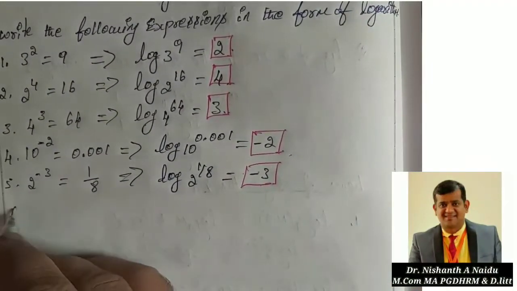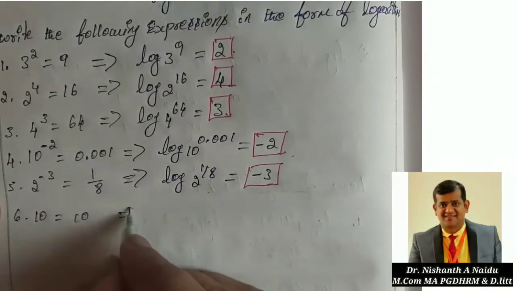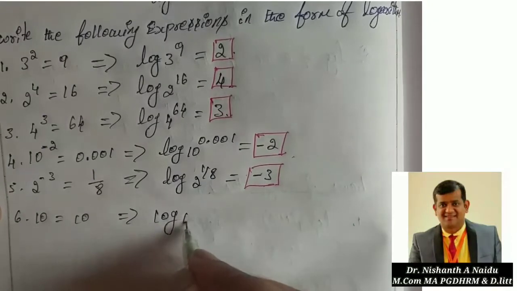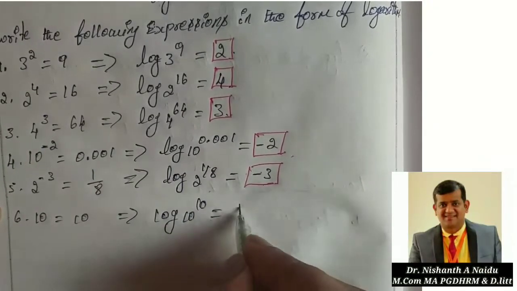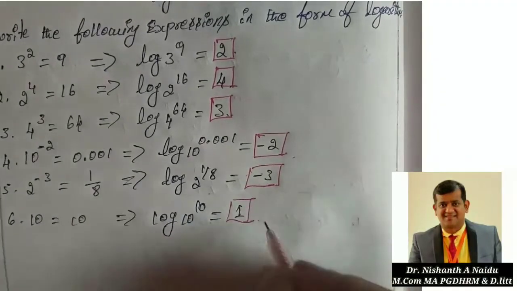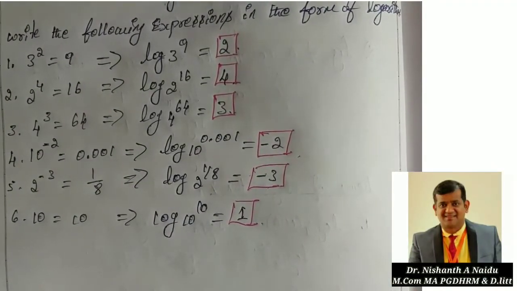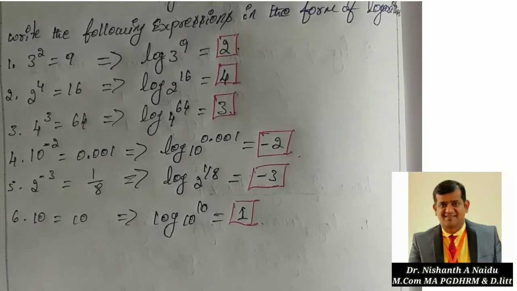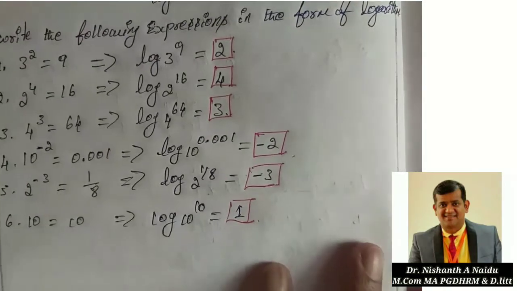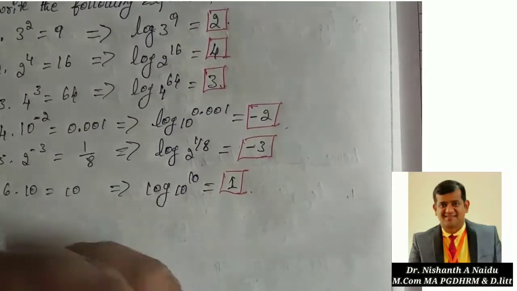Next we have the sixth one, 10 to the power 1 equals 10. That is log 10 to the power 10, which always equals 1 as per the properties of logarithm which I have taught you in this class, in the beginning of the class. Now this we have written in logarithm form, correct?